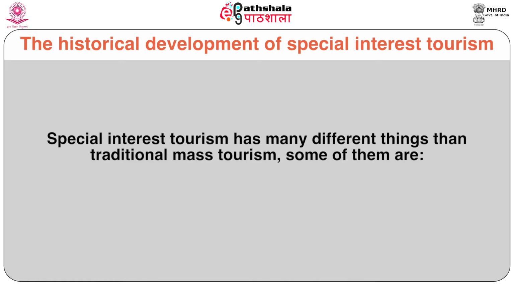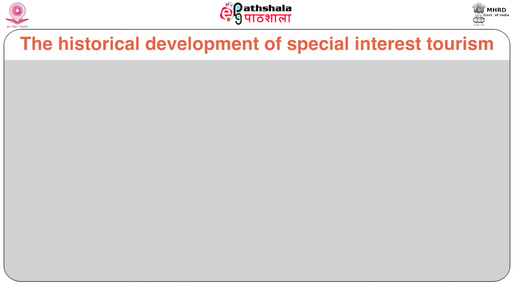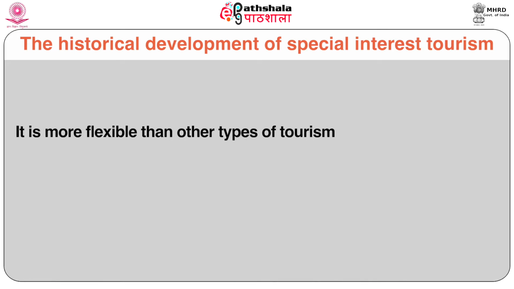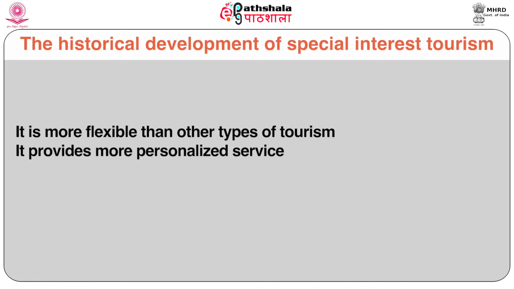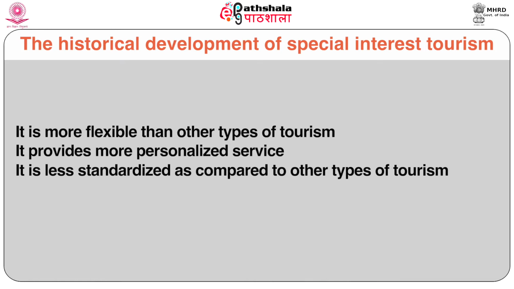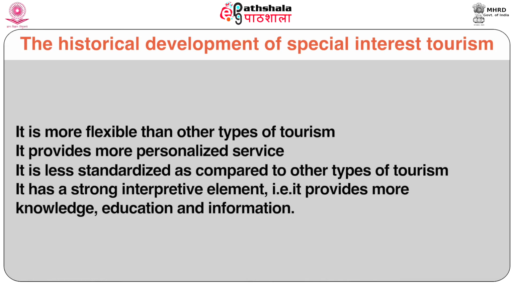Special interest tourism has many differences from traditional mass tourism. Some of them are: it is more flexible than other types of tourism. It provides more personalized service. It is less standardized as compared to other types of tourism. It has a strong interpretive element. For example, it provides more knowledge, education, and information.